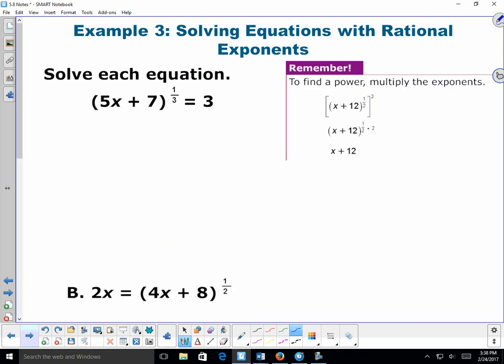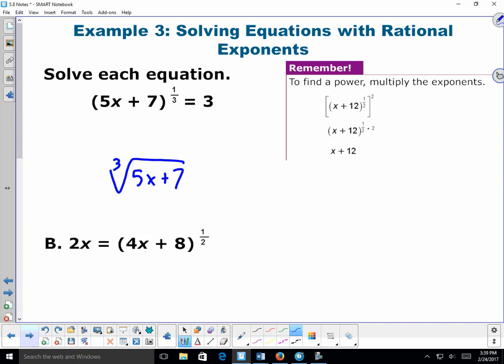All right, let's take a look at example 3. It says solving equations with rational exponents. So this time, instead of seeing radicals, we're seeing rational exponents. So remember, to find a power, multiply the exponents. All right, so we're going to get back to this hint in just a minute. But I see that this is being raised to the 1/3 power. You know that's the same as cube root, right? So if that's the same as cube root, we really do need to cube both sides of the equation.